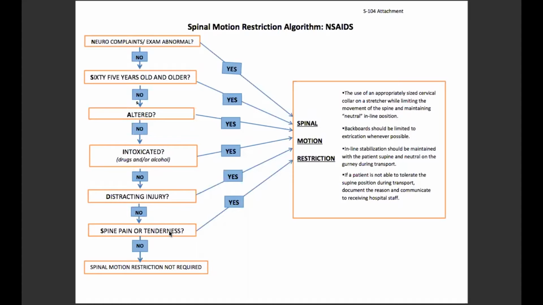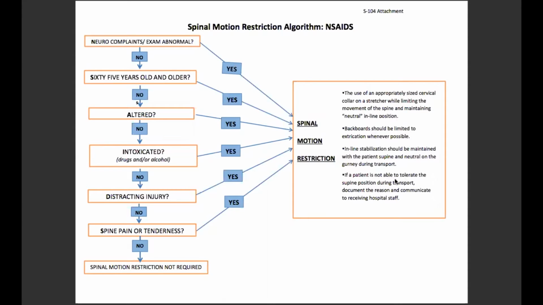If any of those are found during your assessment, we should apply or, at the very minimum, consider spinal motion restriction, which is the use of an appropriately sized cervical collar on a stretcher while limiting the movement of the spine and maintaining a neutral inline position. Backboard should be limited to extrication whenever possible. Inline stabilization should be maintained with the patient supine and neutral on the gurney during transport.